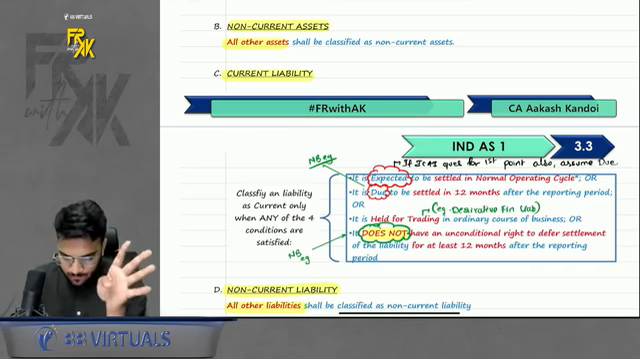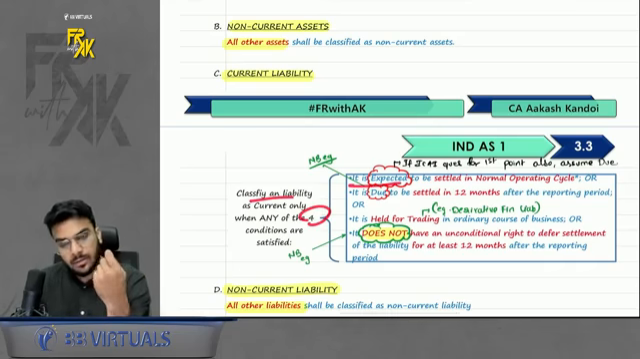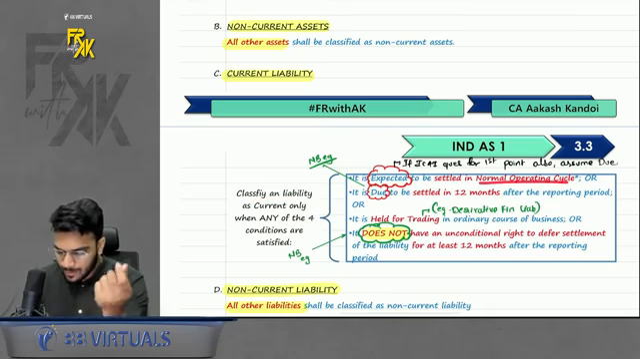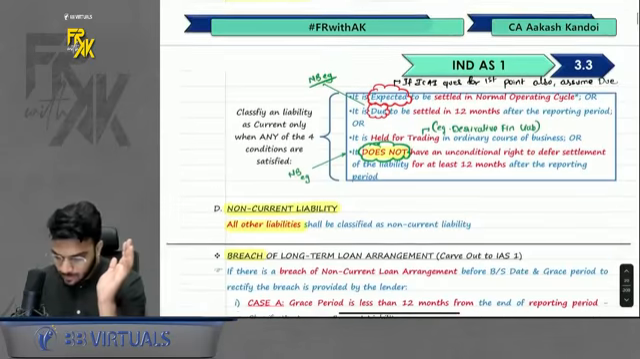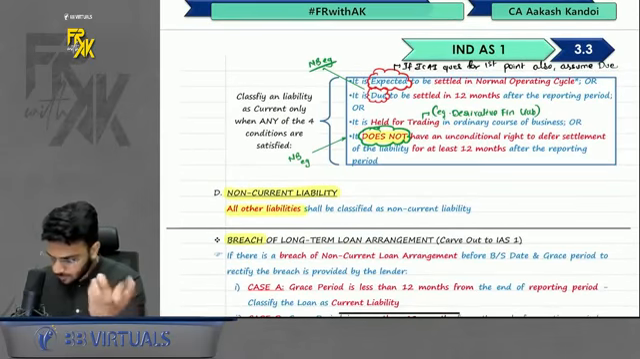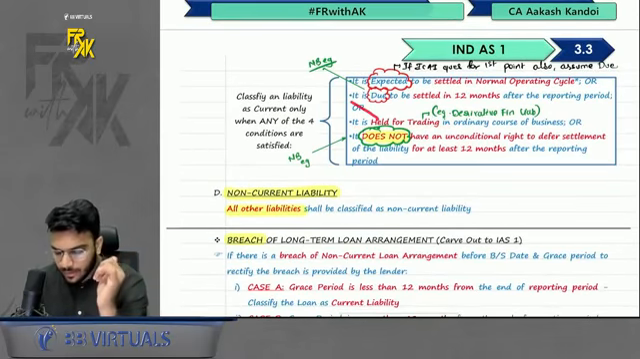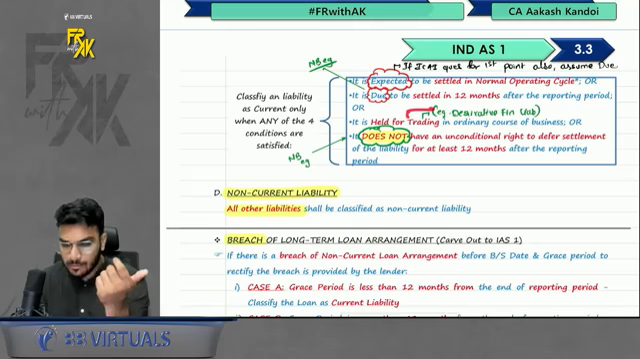So current liability, again, 4 conditions, we have to meet any one. First is settled in normal operating cycle. Second is due to be settled in 12 months from the end of reporting period. Third is if it is held for trading. Okay. Sir, how can a liability be held for trading? If you trade in derivatives, then derivative financial liability can be there.